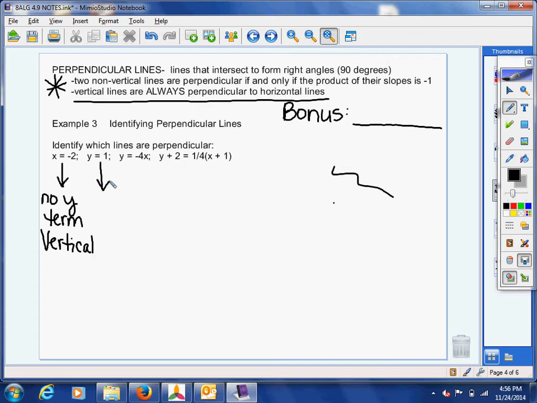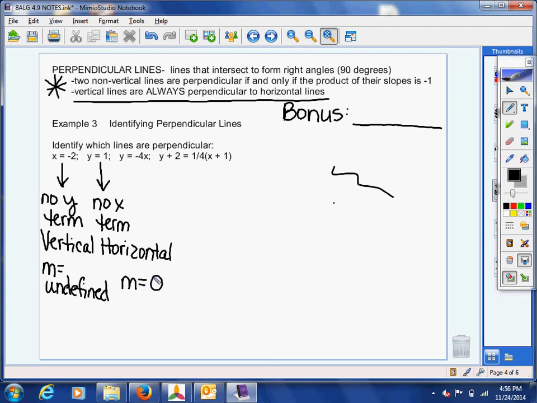Okay, there's another special line. You know why I know it's special? Yep, you guessed it. There's no x term. What kinds of lines have no x term? If you said horizontal, you're exactly right. Horizontal lines, beautiful. So remember, vertical lines have a slope that is undefined, and horizontal lines have a slope equal to 0. That means these two equations are perpendicular to each other.